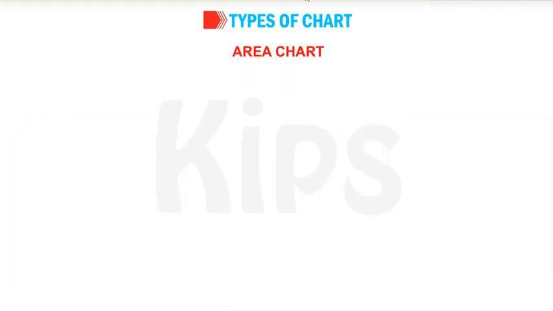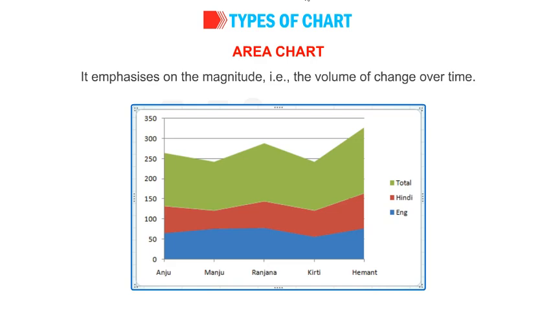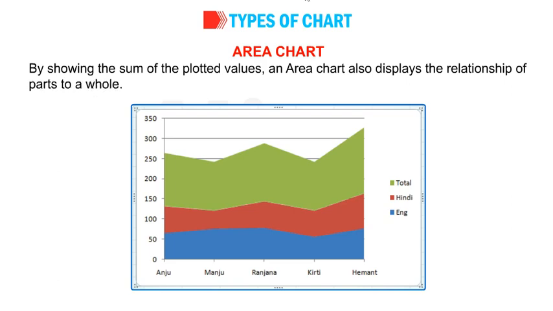Number 4. Area chart. It is a unique version of line or column graph. This type of chart has a greater visual impact than a line chart. It emphasizes the magnitude, that is, the volume of change over time. By showing the sum of the plotted values, an area chart also displays the relationship of parts to a whole.